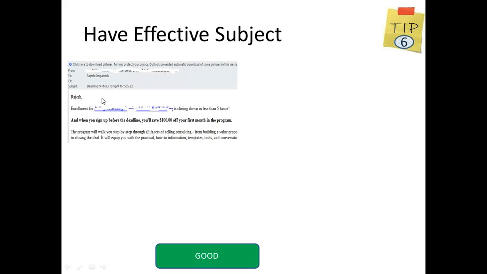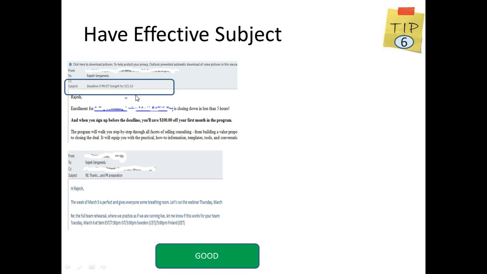First one, here is an email that I received from somebody asking me to sign up for something and I'll get a discount. That's the substance of the mail. So look at the subject, deadline 9 p.m. ET tonight for SCS 2.0. Very clear. Subject is very, very effective, right?